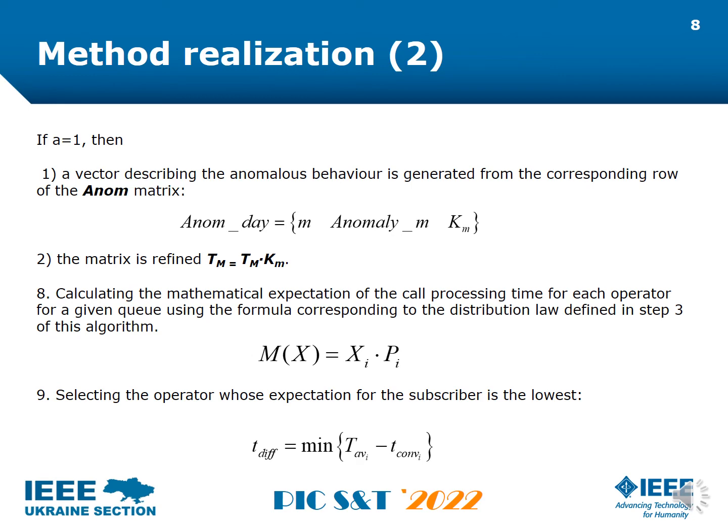And on the eighth step, we are calculating the mathematical expectation for the call processing time for each operator for a given queue using the formula which you can see here. And afterwards we have to select the operator whose expectation for the subscriber is the lowest using the formula below.